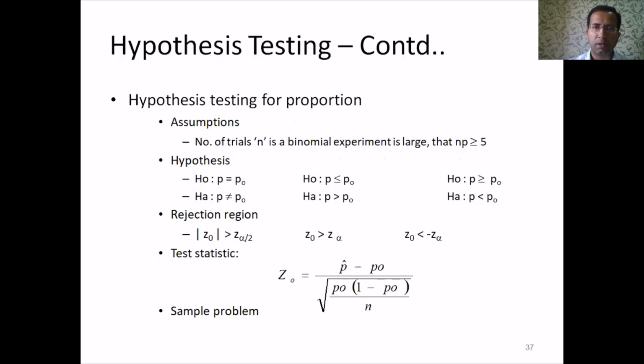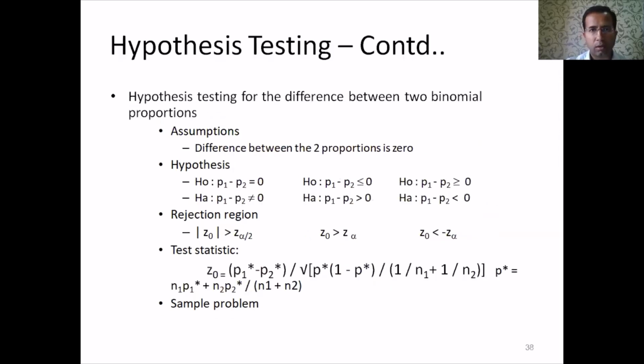And similarly, it can be done for proportion as well, for n binomial experiments where the precondition is that n times p, where p is the probability of success, is greater than or equal to 5. And then further we have, if we are trying to compare two different proportions.